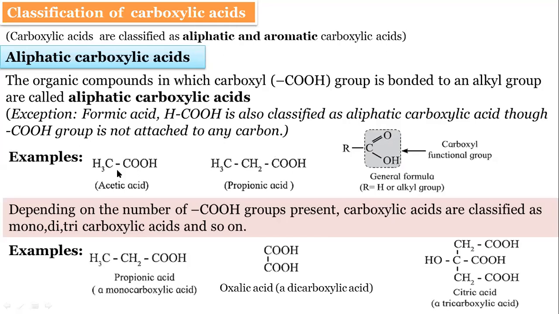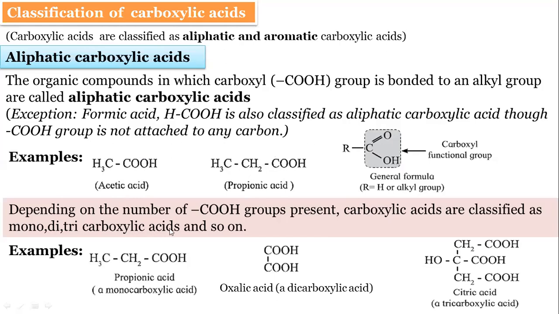See, this is the example of acetic acid. The IUPAC name is ethanoic acid, because there are 2 carbons. The COOH group is attached to the CH3. So this is an aliphatic carboxylic acid. Propanoic acid: the name is propanoic because there are 3 carbons, 1, 2, 3. Later I will discuss the nomenclature. Only remember one thing here: this COOH group is attached to the R aliphatic system.